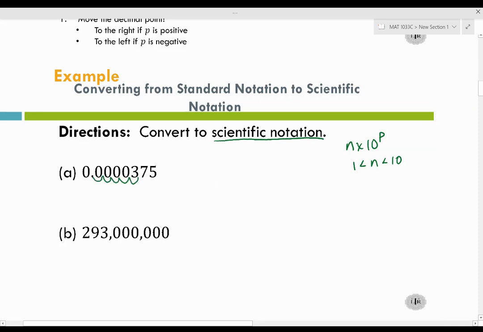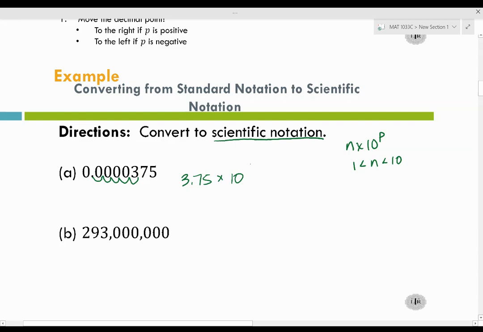If I stop there, then I get 3.75. So I have to ask myself, is 3.75 a number that's between 1 and 10? It is. So I can stop moving the decimal point at that point. So I'm going to have 3.75 times 10. Now I have to realize how many times I moved the decimal place. Well, I moved it 1, 2, 3, 4, 5 times.